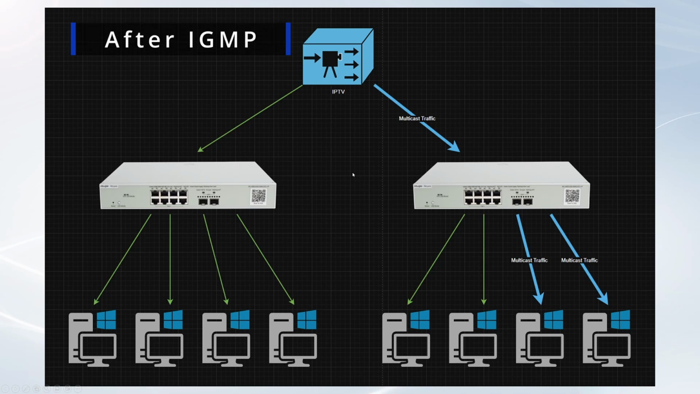After configuring IGMP correctly, you can now see the multicast traffic going from the IPTV server to the switch and to these two devices. So let's say these two devices are currently watching IPTV, so the traffic is being sent only to the two devices that are currently watching IPTV, meaning other devices on the network won't be bothered by the multicast traffic and won't be interfered with at all. So this is why we configure IGMP.